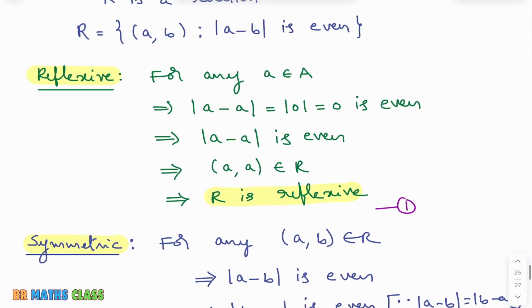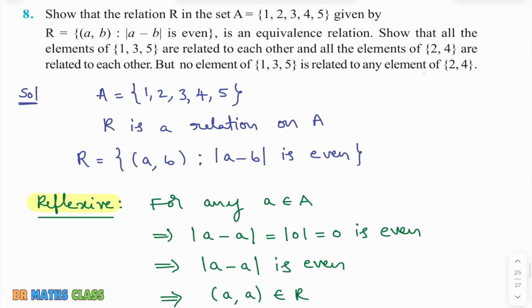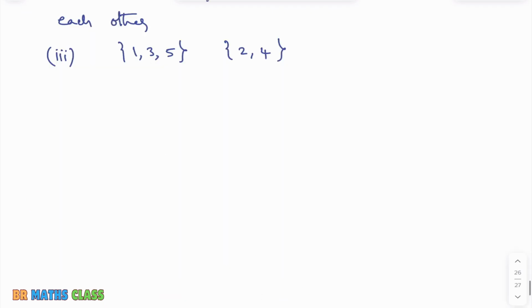Now you see one more part, what they are saying. No element of this set is related to any element of this set. We need to prove that. That means 1 is not related to any one of them, 3 is not related to any one of them, 5 is not related to any one of them. The key point is this set contains odd numbers, this set contains even numbers. You take one element from this set and one element from the other set.